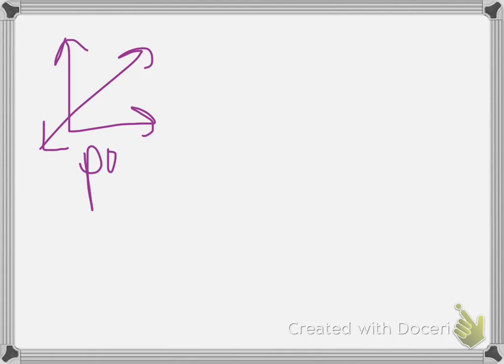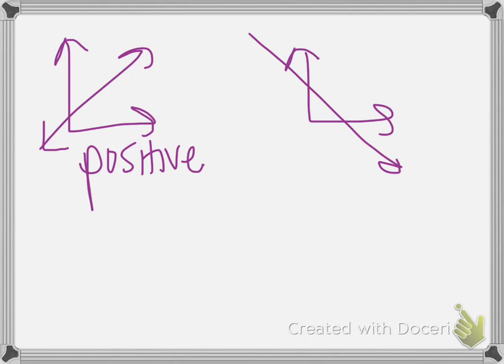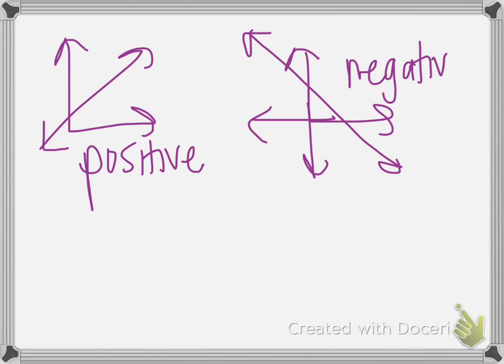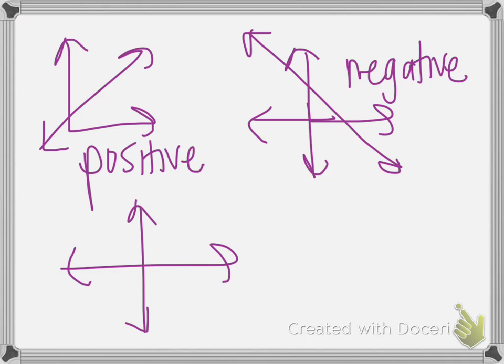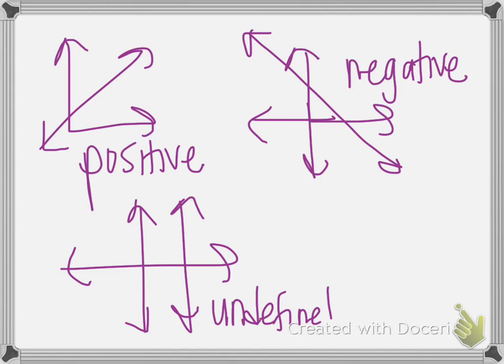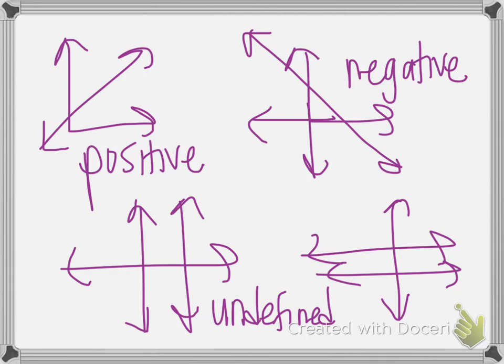And the very last thing, remember that if you have a graph and it's increasing like this, the slope's going to be positive. If you have something like this where it's decreasing, your slope's going to be negative. And if you have a vertical line, remember that means it's undefined. And last, if you have a horizontal line, regardless of where it's placed, that means your slope is 0.